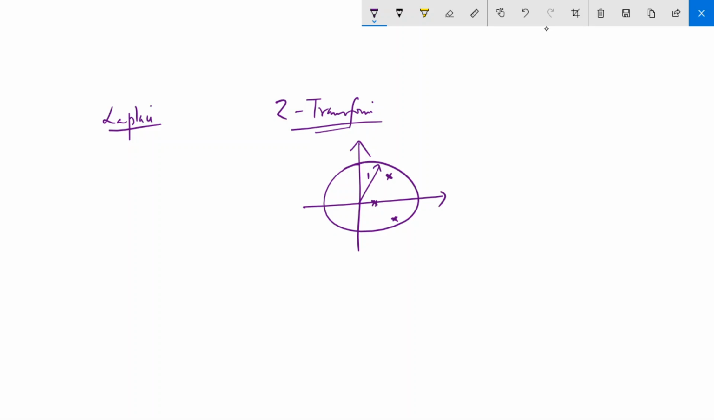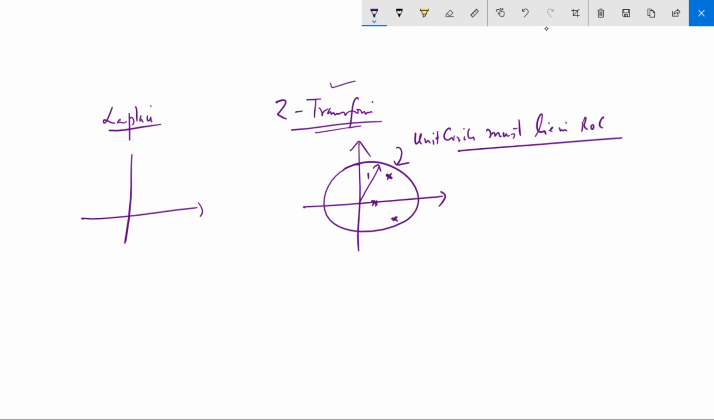Or rather, this is not in fact the general case of stability. The general case for stability in the Z transform is that the unit circle must lie in the region of convergence. In the Laplace domain, the sigma j omega axis, the imaginary axis, must lie in the ROC for a system to be stable. Okay, we will discuss this again, but I'm just showing how it is related.